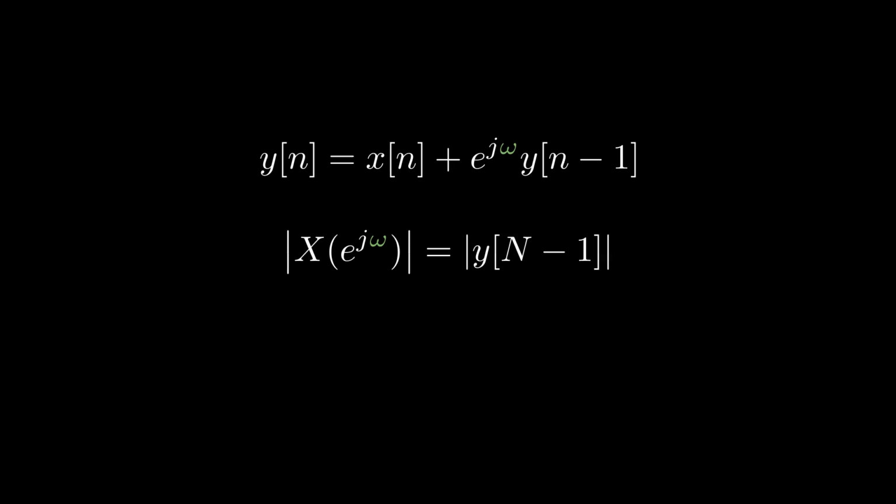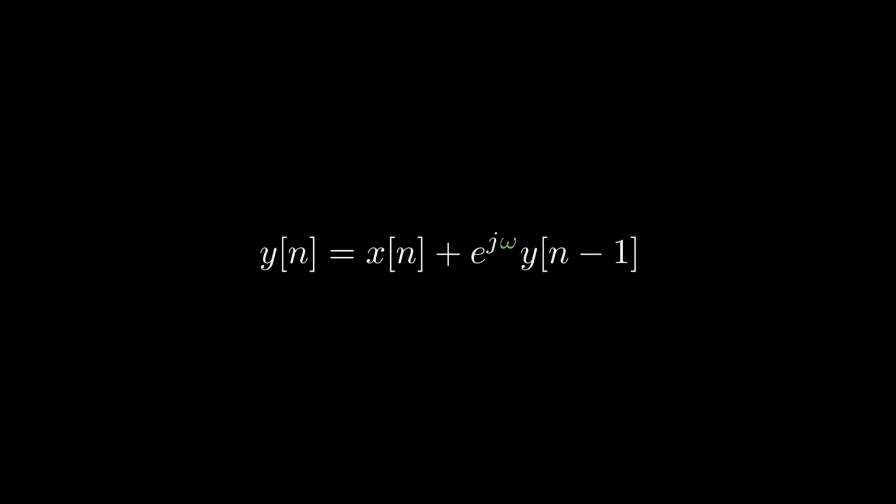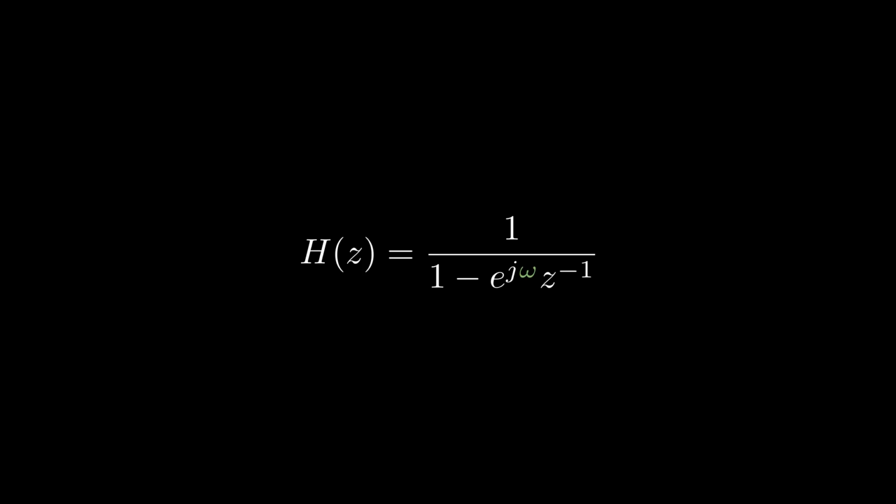The phases are different for reasons that are outside the scope of this video, but just know that you can find the equivalent phase by rotating Y of n-1 by e to the negative j omega times n-1. That being said, this filter is no more efficient than the DFT that we started with. So let's return to the complex resonator's transfer function.